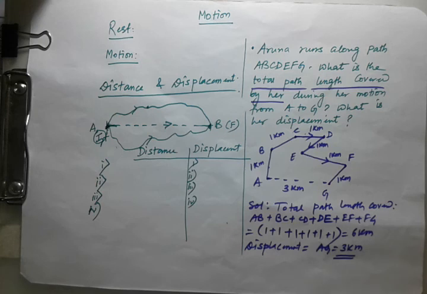Also, you can remember one term: distance with direction. The distance with direction is known as displacement. That also you can say. So displacement is less than the distance covered by her, that we have shown. And already I told you the difference between distance and displacement.